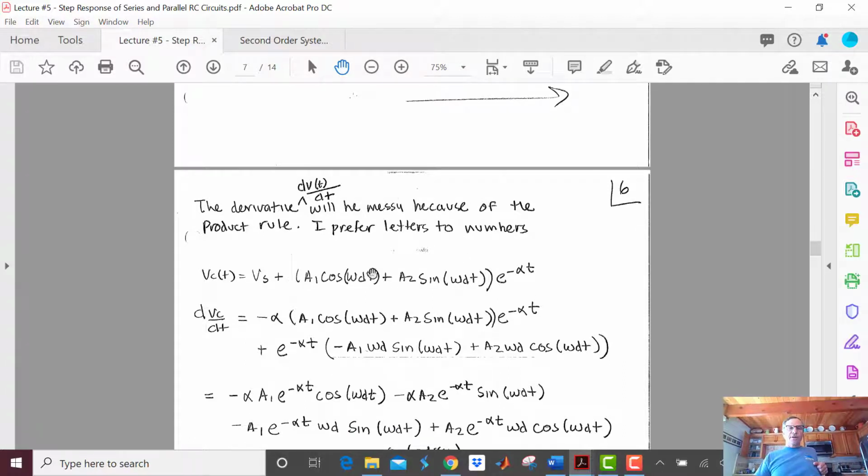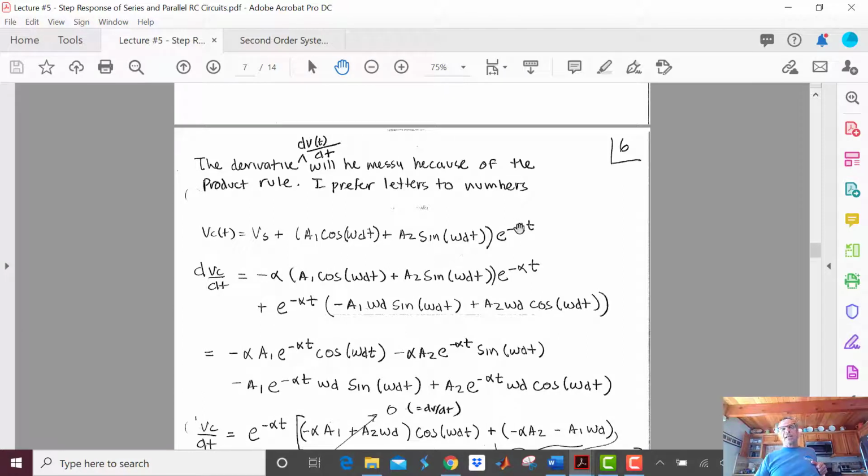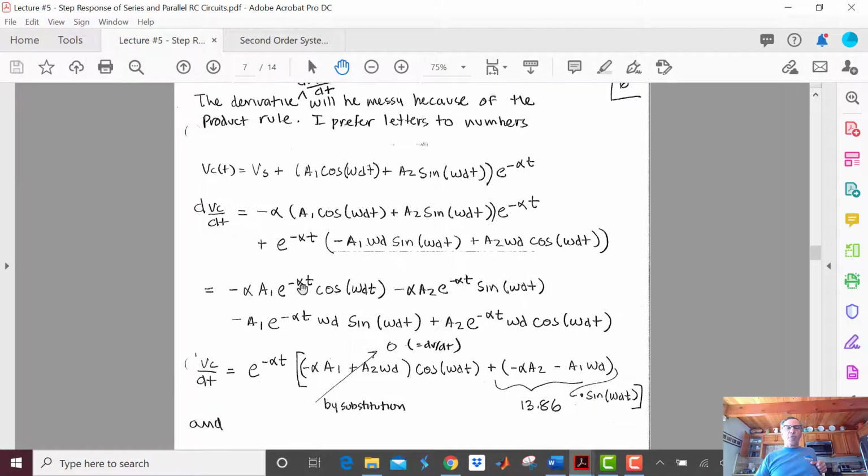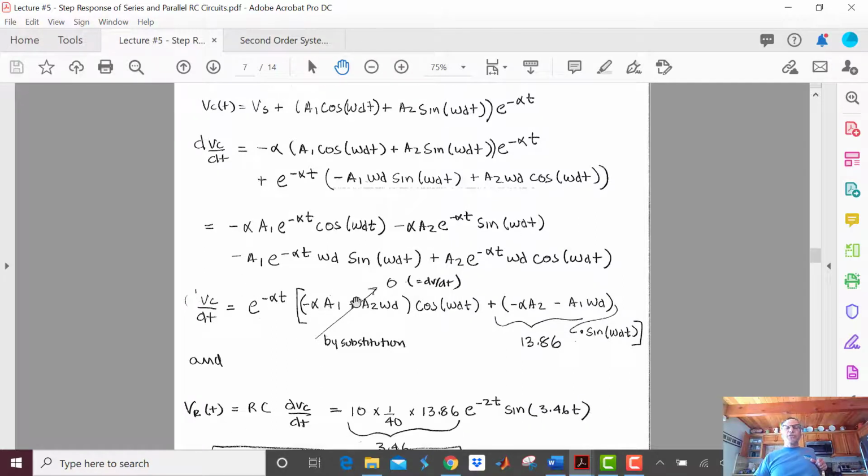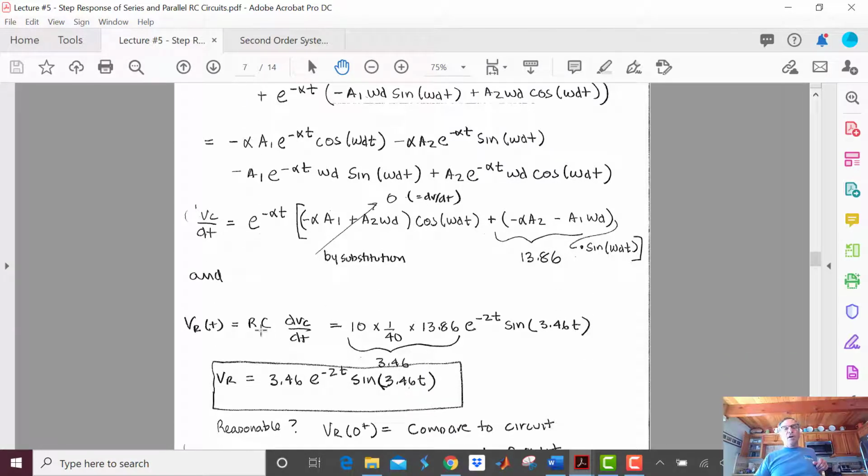Here it is with all our letters, and now we're going to take our derivative, and you can see we got to use the chain rule because we got two things that have t's in them, right? And so here's the first one, and here's the second term, and now we're going to gather up our like terms, and then we're going to substitute in our A1s, our A2s, our omega Ds, and this is going to give us 0, and this substitution is going to give us 13.86, and VR is going to be RC times our dVc dt, which this turned into this, and here is VR.